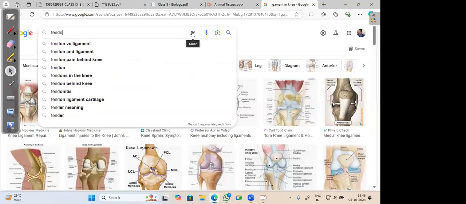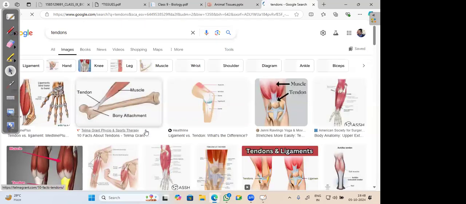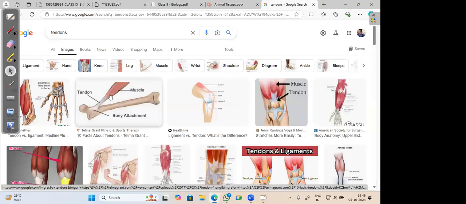So next is tendons. Okay, see. Here this is a tendon which is helping this muscle to keep attached with the bone. Right? Here also, see, in the knee, the same figure, you have a tendon which is attaching the muscle. The upper one is the muscular tissue, and it is attached with the bone with the help of a tendon.